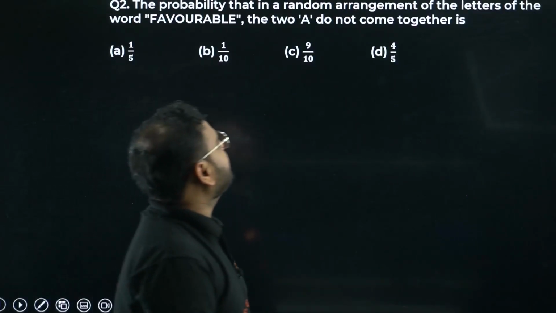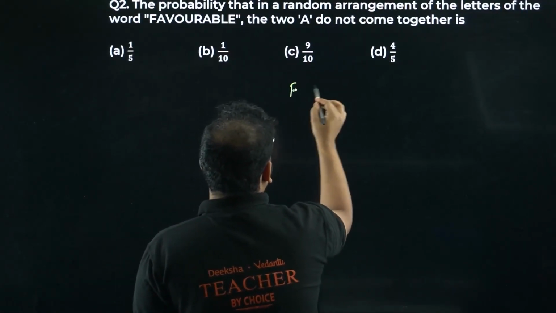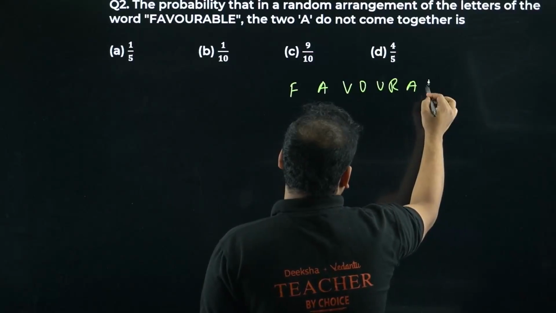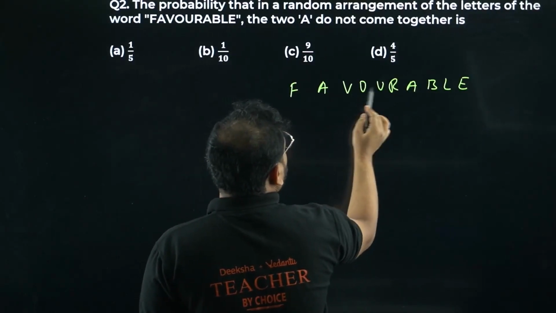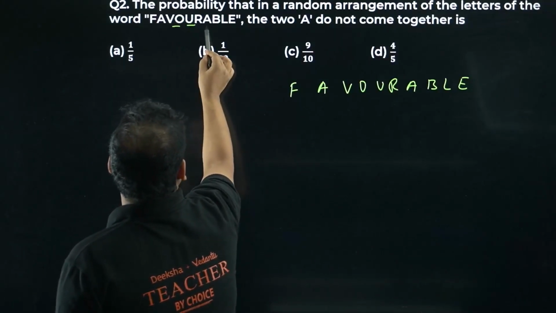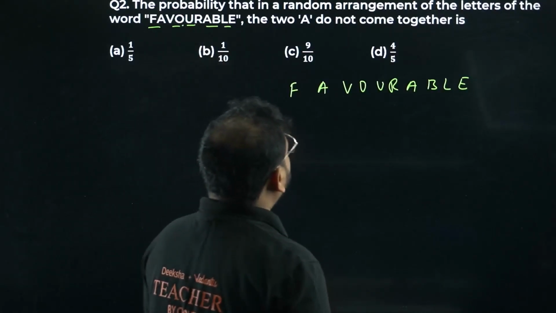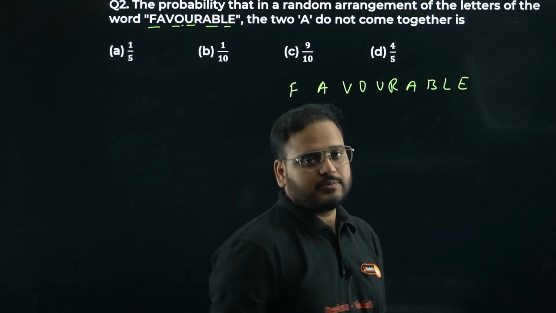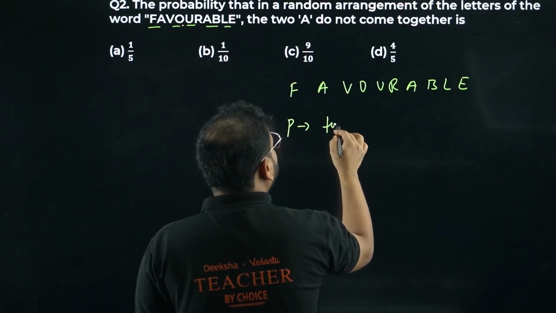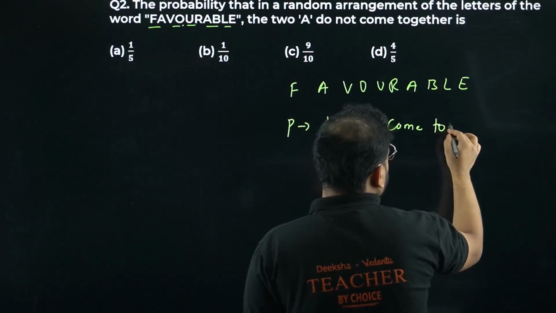The probability that in a random arrangement of the letters of the word FAVORABLE, okay, F A V O R A B L E, correct? 1 2 3 4 5 6 7 8 9, the 2 A's do not come together. Okay, what we can do now, we'll try to find an event P where 2 A's come together.